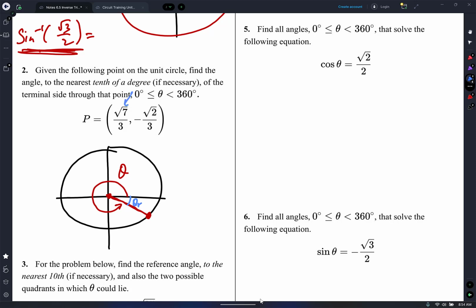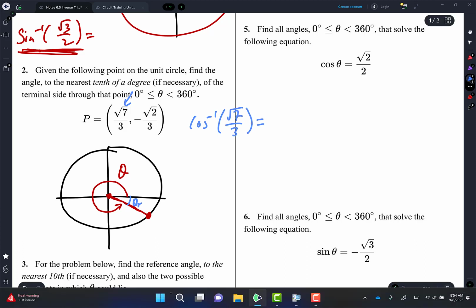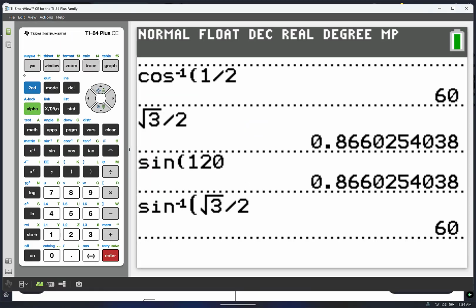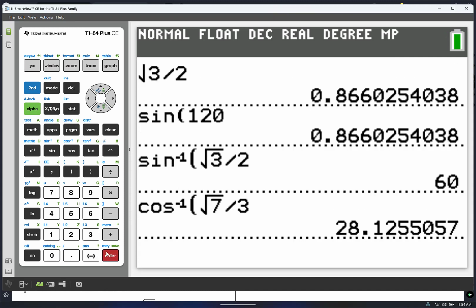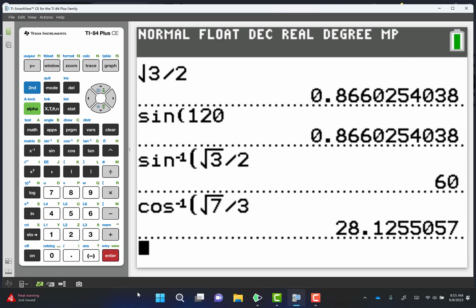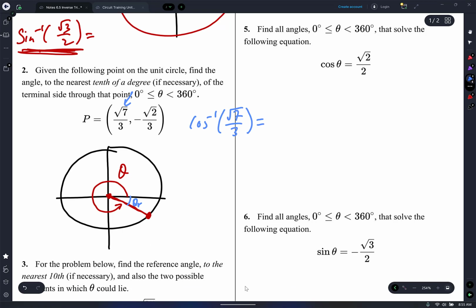So look, this is for the x-coordinate, so I'm going to go arc cosine of square root of 7 over 3. This is going to give me my reference angle. So I take my calculator, and I go second arc cosine of square root of 7 over 3. And I push enter, and that's my reference angle. So I get 28.1. So 28.1 degrees. That's your reference angle.